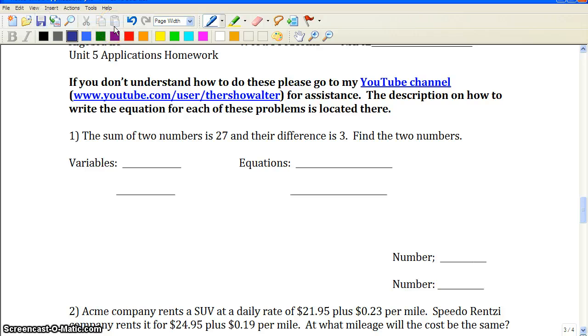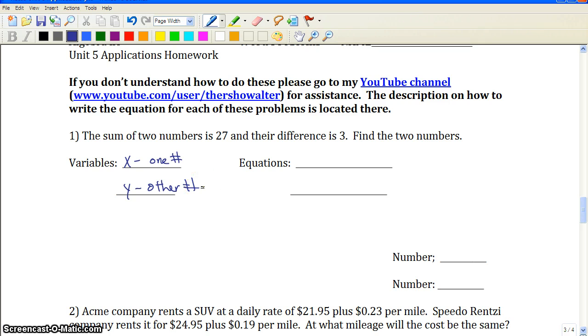So congratulations. First you need to pay attention to the problem statement. In this one it says find two numbers. That refers us directly to our variables. So we're going to make x one number, and we're going to make y the other number.